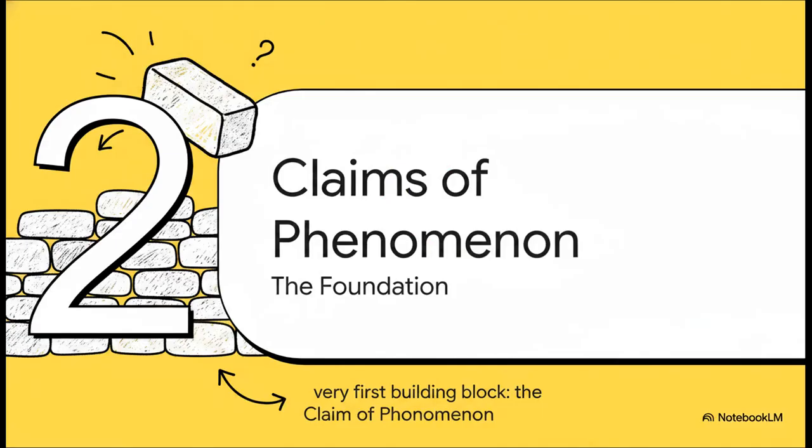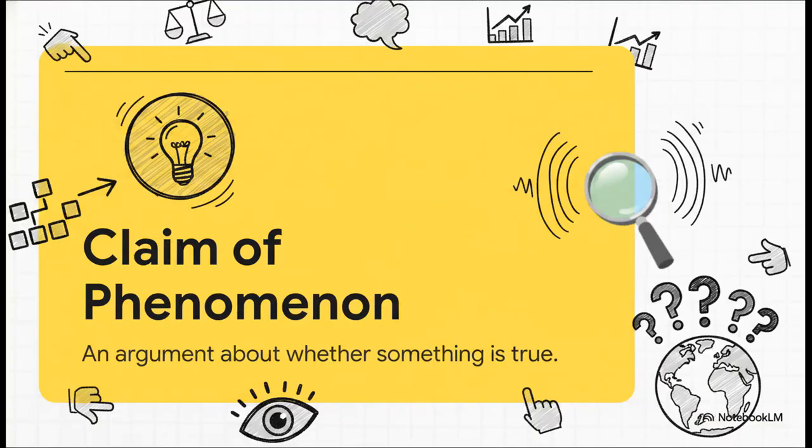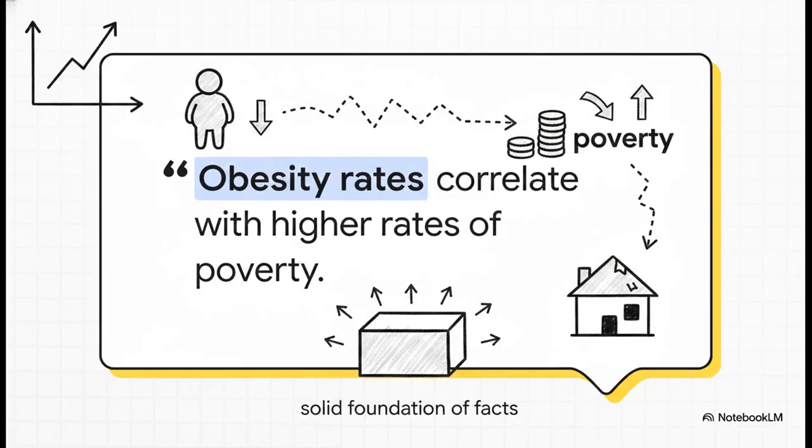Moving right along to part 2, claims of phenomenon, the foundation. Okay, so this is where we pour the concrete for our argument house. A claim of phenomenon asks one really simple but absolutely crucial question. Does this thing actually exist? It argues whether something is true, focusing strictly on a measurable but arguable happening. You are essentially pointing at something in the world and saying to your reader, look, this is happening. It's straightforward, sure, but remember, to be an academic claim, it still has to be arguable and worth discussing in the first place.